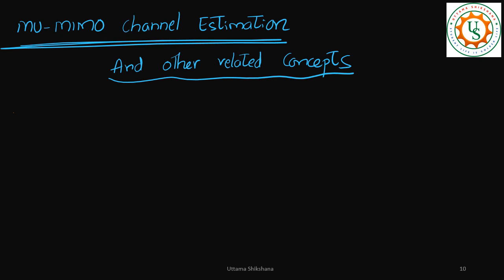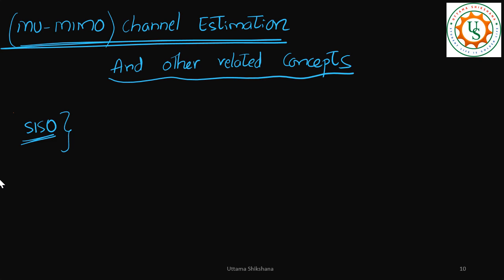Hey guys, welcome back. In this video, I want to talk about the channel estimation in case of multi-user MIMO. I want to talk about all the relevant concepts so that the multi-user MIMO concept is understood well. To begin with, I will start with the SISO, because we have seen the channel estimation for SISO in the beginning, and then we moved to MIMO. So it is easy for me to relate the concept with the SISO.